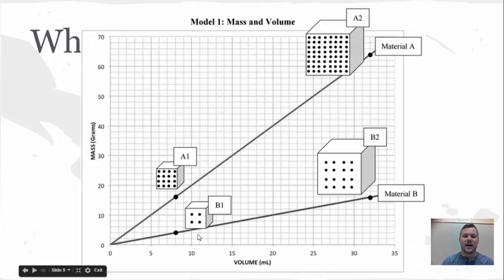If we look at this graph, this is showing two objects, object A and object B. Object A, you can see that the dots are packed pretty closely. The dots have the same type of packing up at the larger object. So as the volume increases, so does the mass at the same linear rate, which means that when we take the mass divided by the volume, it's always going to be the same number, which is the slope of this line. Likewise for object B.